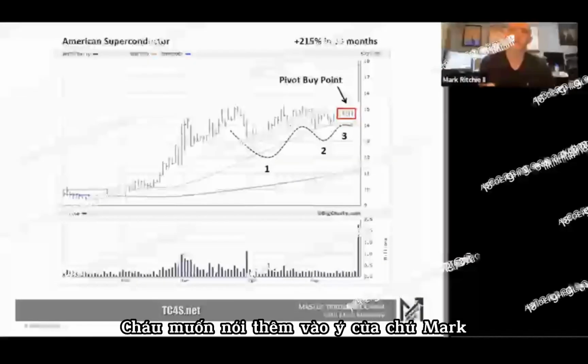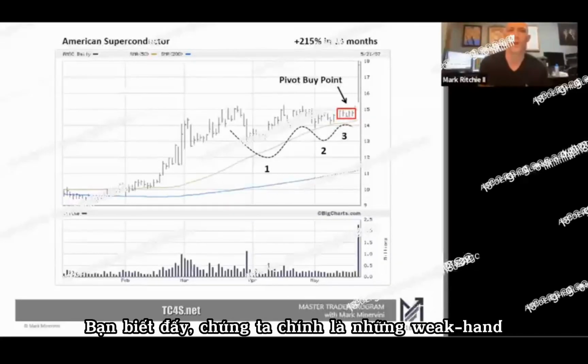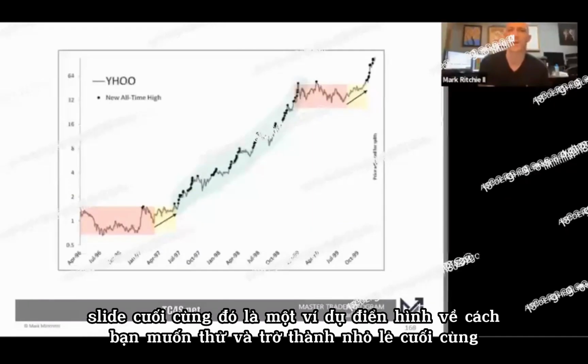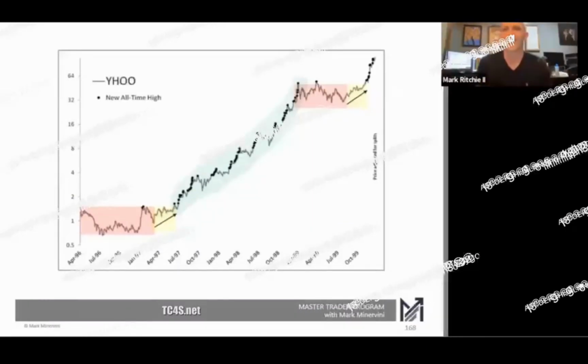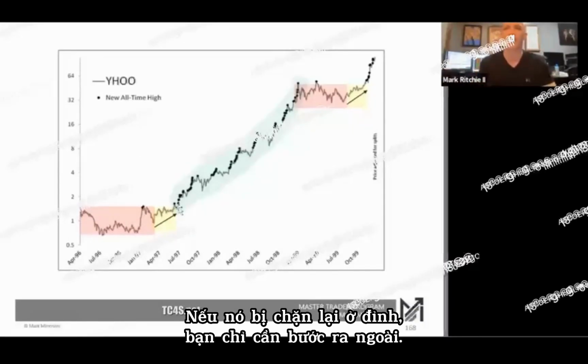Just want to add to that, Mark, too. One of the things you'll hear us talk about is the idea of weak and strong hands. We're weak hands, and that last slide's a good example of how you want to try and be the last weak hand. So as the train is coming in on schedule, you're jumping on right as it's trying to move. And to Mark's point, if that thing stalls coming out the gate, you just step off.